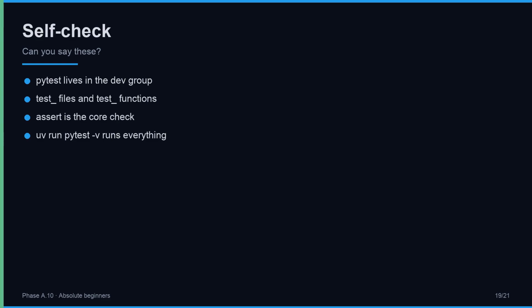Quick self-check. Can you install PyTest with the right UV command? Can you name the 2 naming conventions PyTest uses to discover tests? Can you explain what assert does when the comparison is false? Can you run every test in a project with one command? If any feels shaky, rewind the matching section. You should leave this lesson able to write a test, run it, and read either a pass or a fail without confusion. Say each out loud.